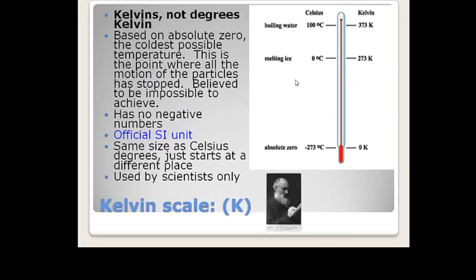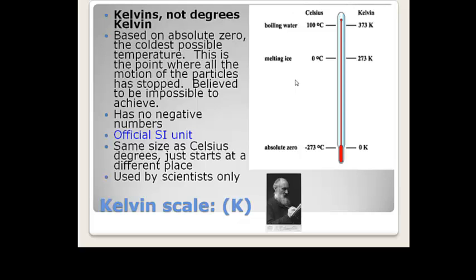The Kelvin scale is different yet. In the Kelvin scale, we don't say degrees Kelvin, but just kelvins. So if I wanted to say the melting point of ice is 0 degrees Celsius, I would say it's also 273 kelvins. It's based on the idea of absolute 0, which is the coldest possible temperature. This is the point where all the motion of the particles in an object have totally stopped.